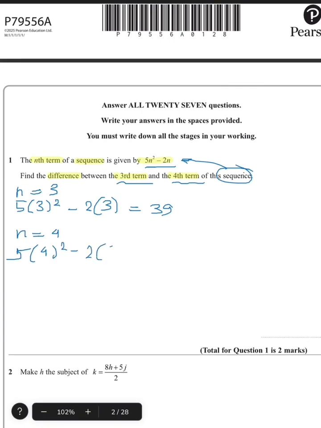Just excuse my handwriting. It's just kind of difficult to write on the digital screen. Okay, it gives us 72.